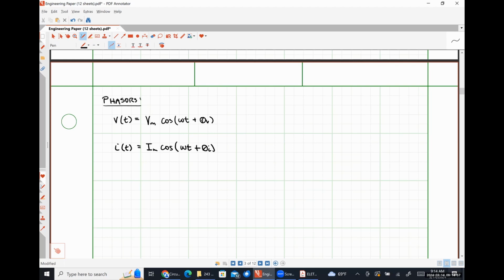Omega in both of these waveforms is the same. So both the voltage and the current are oscillating at the exact same angular frequency. However, the magnitude of the sinusoidal signals can be different. The phase angle of the sinusoidal signals can be different, but the frequency has to be the same. Okay? So these are what we would call a time domain representation of a signal.